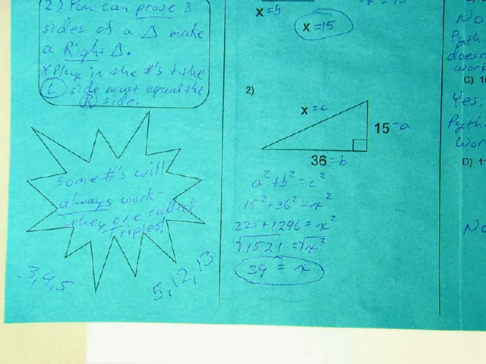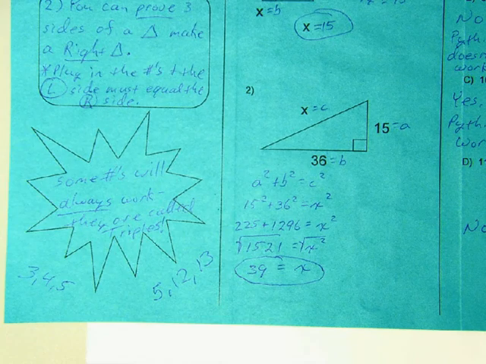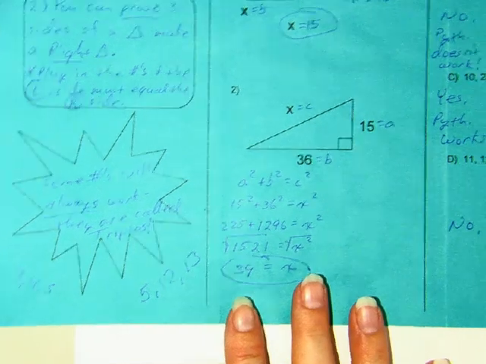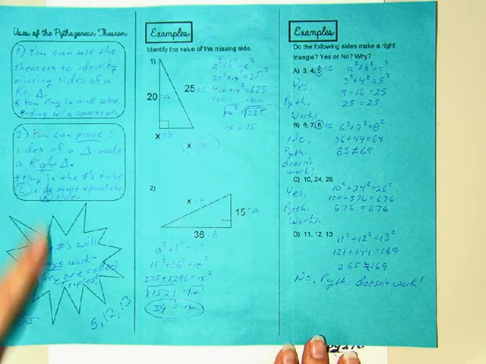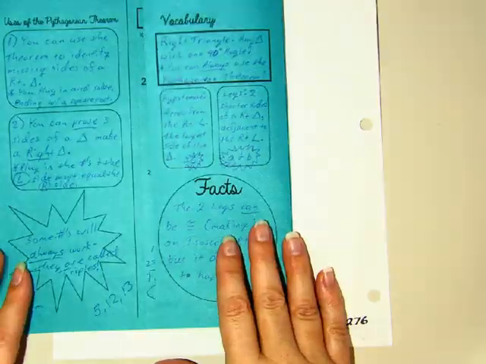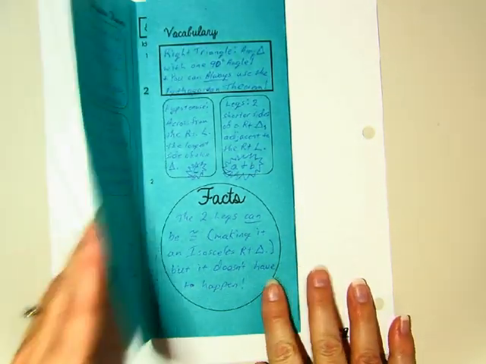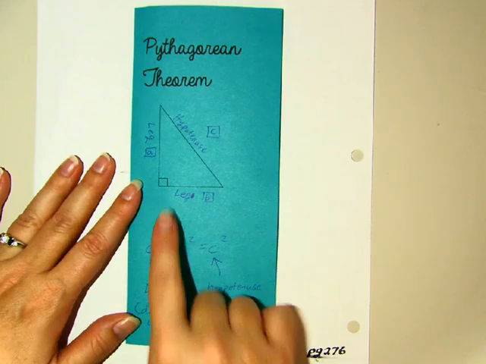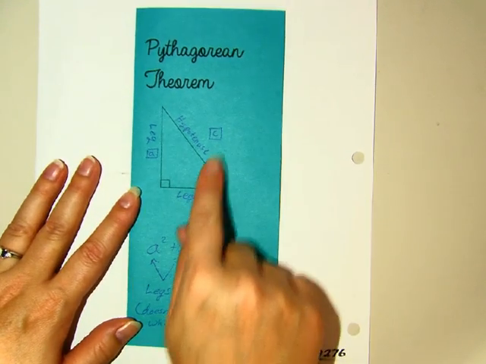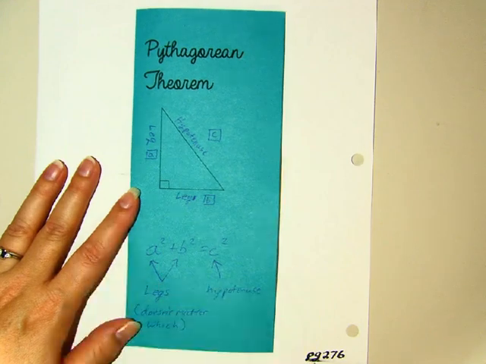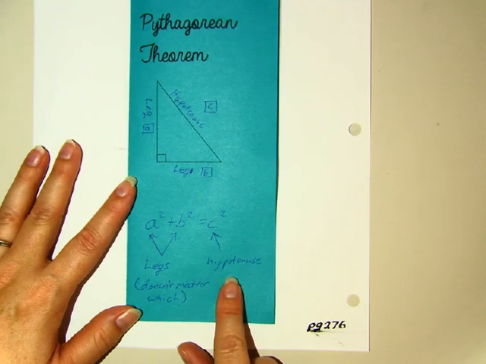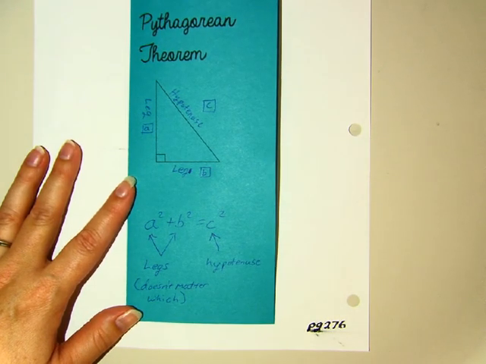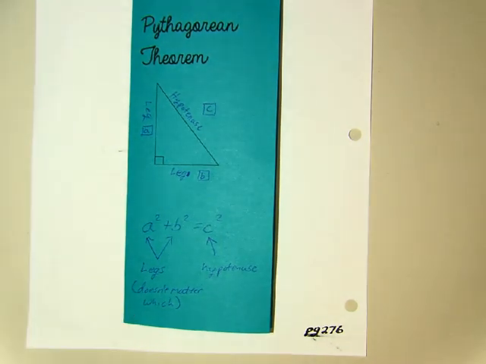Okay, all right, we'll talk more about those triples at a later time. That's all that I have for you today. Make sure that you have the entire foldable filled out. So you should have, I'll back up here just a little bit. You should have all of the examples done. You should have all of these bubbles filled in. Vocabulary, you should have all of those bubbles filled in. And then the front of your foldable, you should have your triangle labeled with A, B, and C, as well as leg, leg, and hypotenuse. You should also have your Pythagorean theorem written down with arrows identifying which of the letters are the legs and which is the hypotenuse.